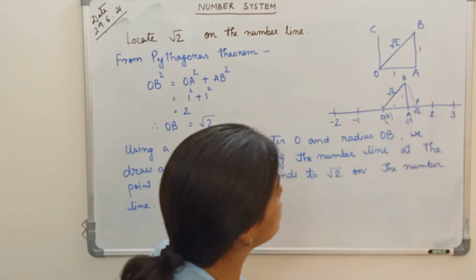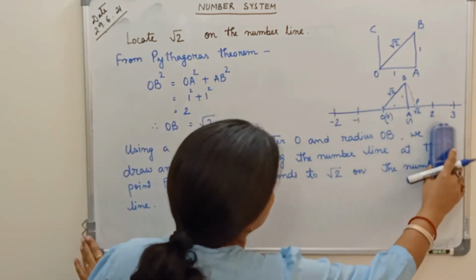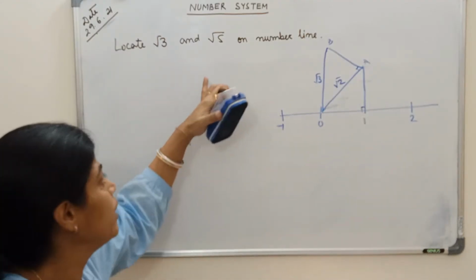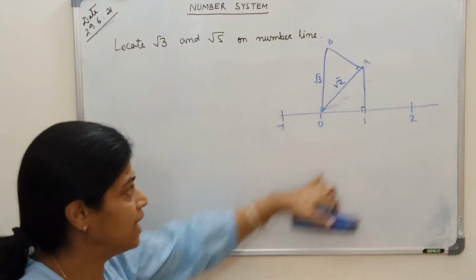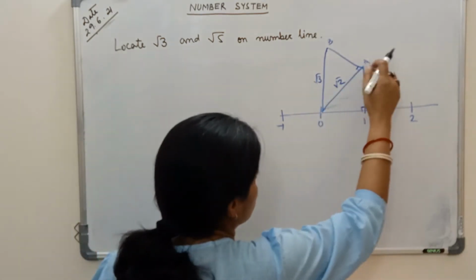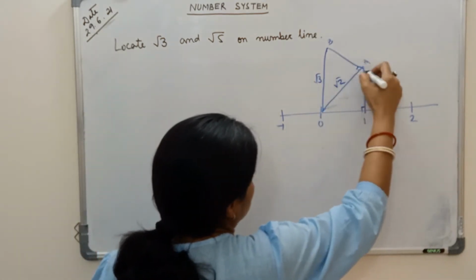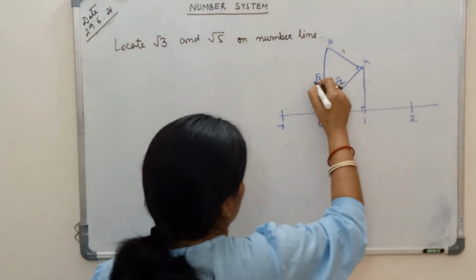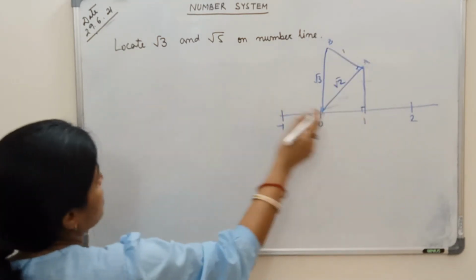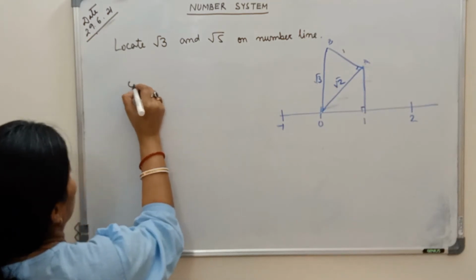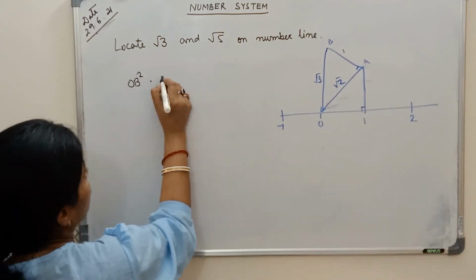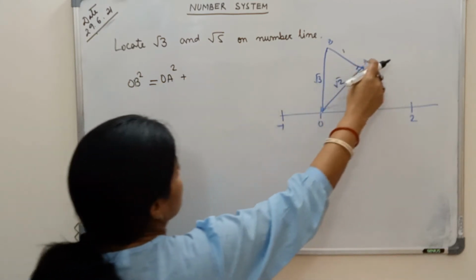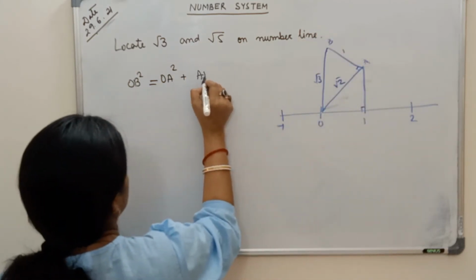Similarly, if we have this root 2, we can draw root 3 also. We can locate root 3 and root 5 on the number line. See, root 2 we have found out. From here we have taken a perpendicular, this is 1 unit, this is root 2 unit. So we will get this one as root 3. How? The same way, OB square is equal to OA square plus AB square from Pythagoras theorem.